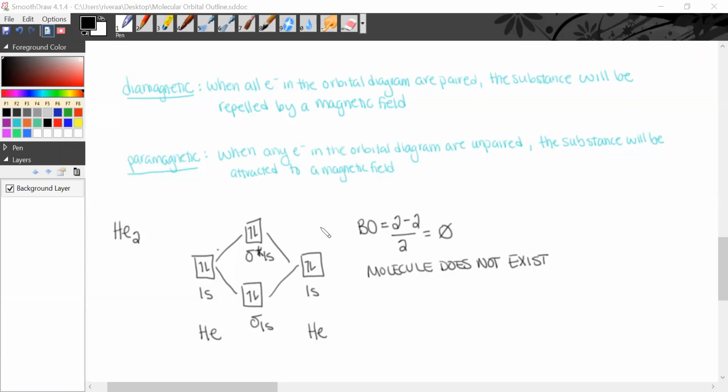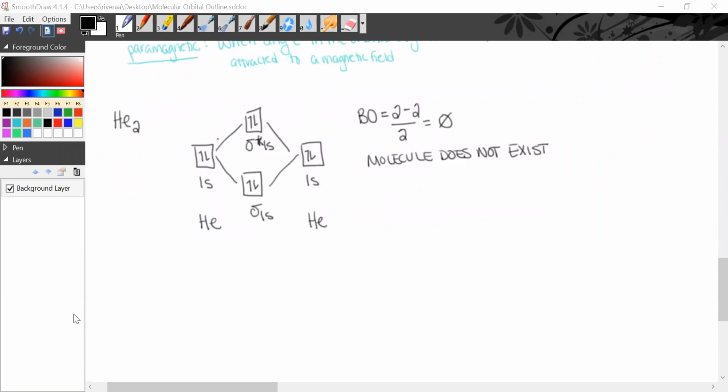So we were just working, you guys, with things in the first period. And in the first period, we only have a combination or an overlapping of a 1s with a 1s. Well, what happens when we're in the second period and we have a 2s and a 2s? I mean, that's obviously going to do the same thing. When the 2s's overlap, they're going to create the same sort of arrangement of molecular orbitals that the 1s does. In fact, let's just go ahead and start doing it. Let's look at second period molecular orbitals and beyond.